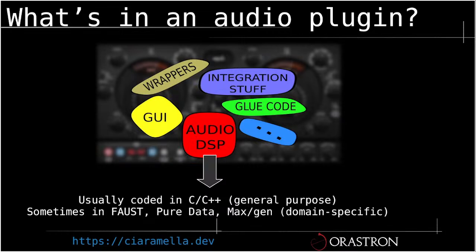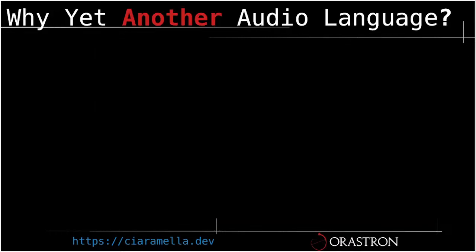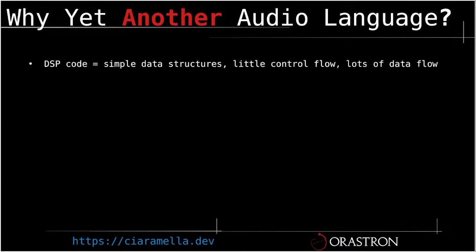There are other languages that are sometimes used, like Faust, which is textual, or Pure Data, which is graphical, or MaxGen, which has both components. They are domain specific, which means that they already know that you are trying to develop something like a plugin or DSP code. They are less used in the industry for plugin development, but sometimes they are. So, since there are already these kinds of languages, why did we come up with a new one?